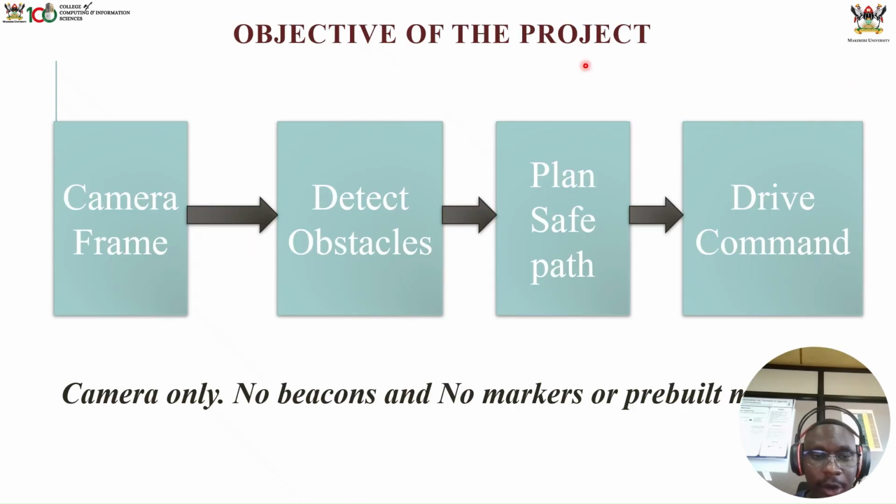The objective of our project. Now, our objective is quite simple. We take a camera frame, we detect obstacles in that frame, plan a safe path, and output a drive command. That is the full loop.